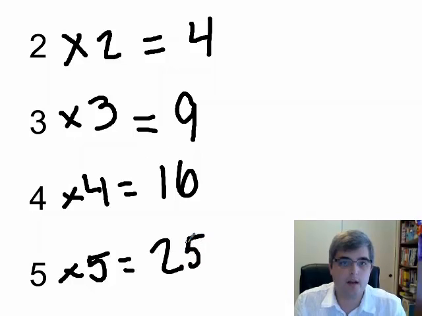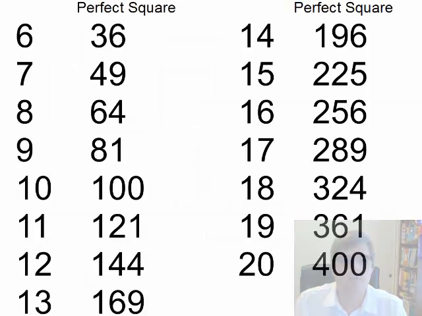Now, perfect squares are these results here. 4 is a perfect square, 9 is a perfect square, 16 is a perfect square, and 25 is a perfect square. Then I have the rest of the perfect squares all the way up to 20 here for you, so you can pause and write them down in your notes. But perfect squares are just the result when you multiply a number times itself.